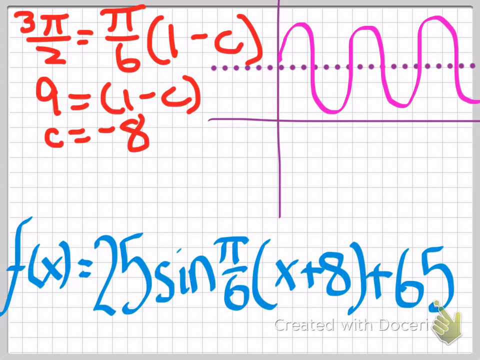So plugging in all these values back into our original equation, our final equation is f of x equals 25 sine pi over 6 x plus 8 plus 65.